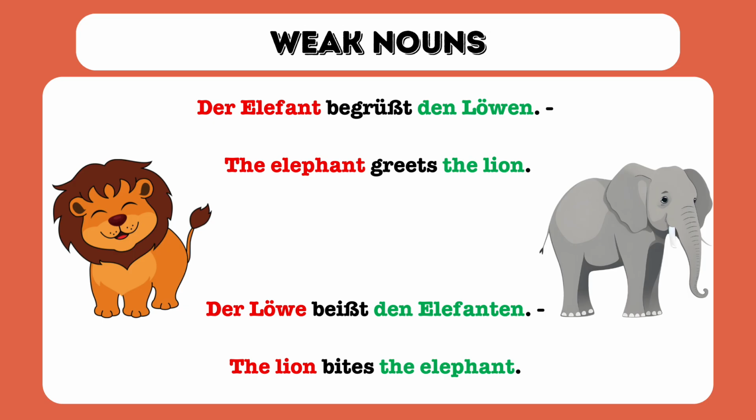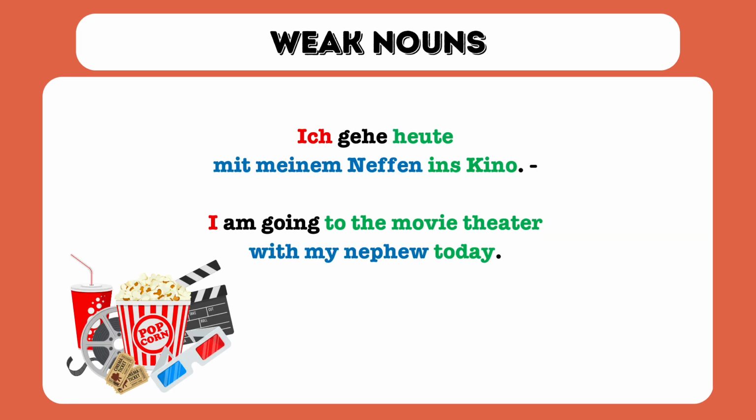You'll notice now we have der Löwe, which does not have the N at the end of it because it's the subject of the sentence, but Elefanten now has en at the end of it because it is the direct object, so den Elefanten. Of course, this doesn't only happen with the accusative case, it also happens with the dative and genitive cases as well.